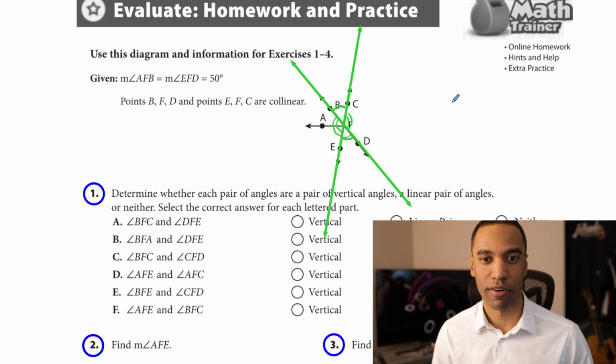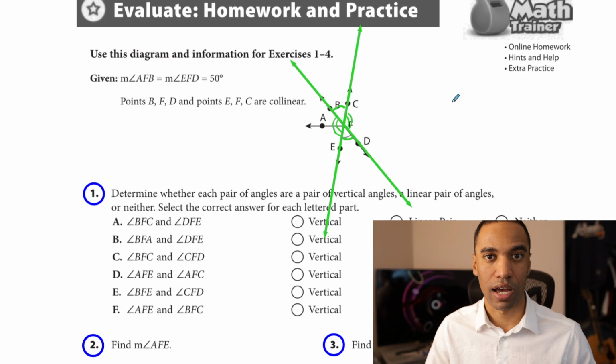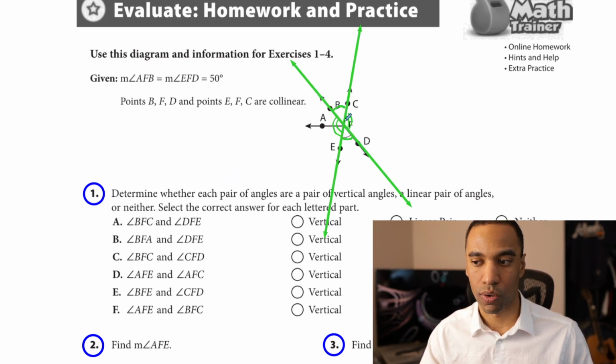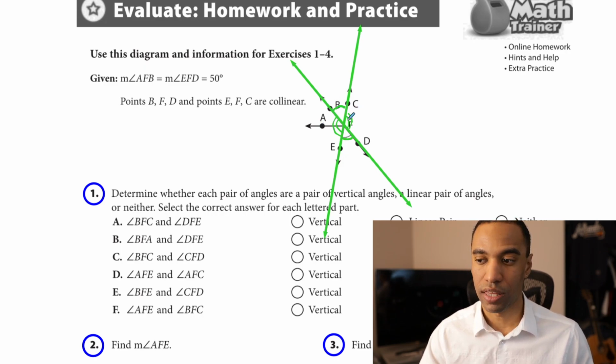What is true about all vertical angles, it's a theorem, is that all vertical angle pairs are congruent to one another. So these 2 are congruent. That means they have the same angle measure. These 2 are congruent.